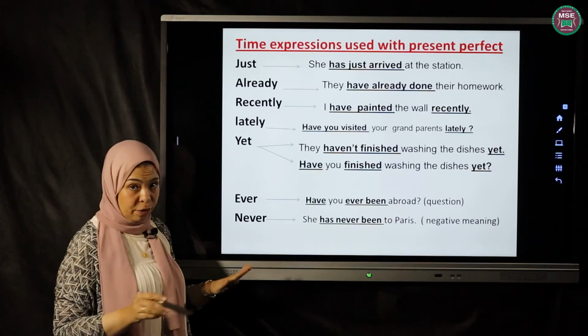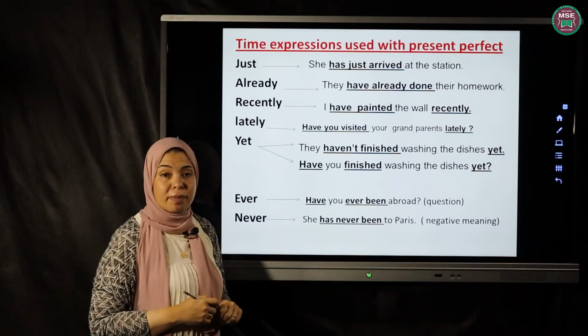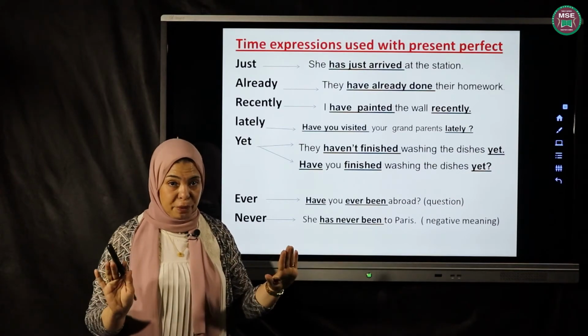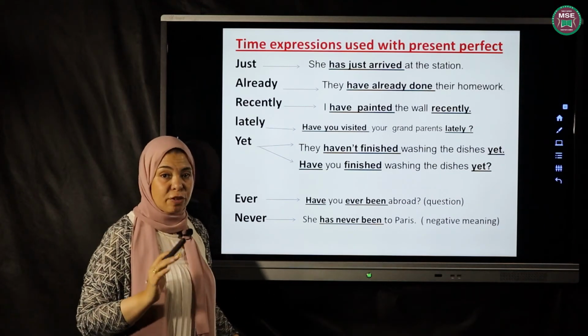The last one, never, it gives negative meaning. She has never been to Paris. This means that this action didn't happen. Okay? She has never been to Paris. It gives negative meaning.